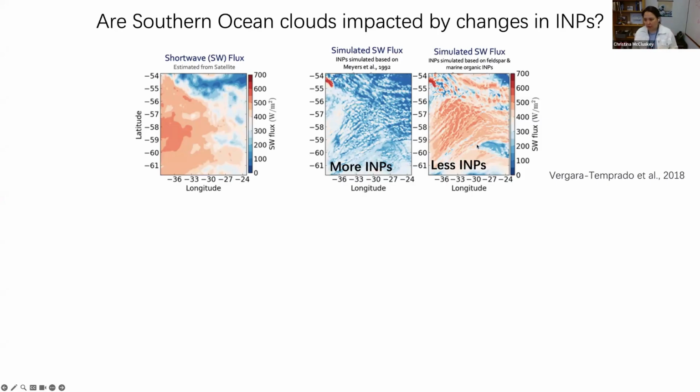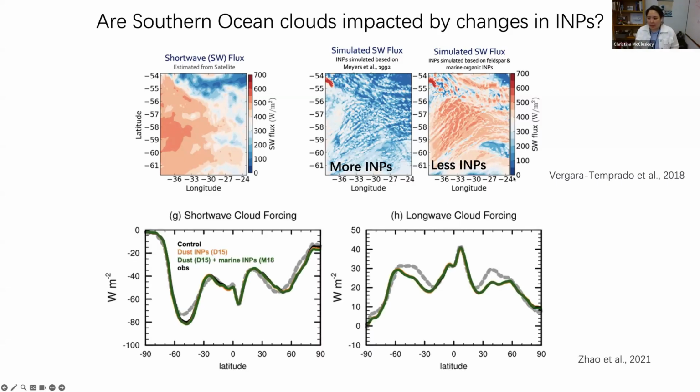And then they reran the model with a new ice nucleation scheme that accounted for the lack of ice nucleating particles. So basically allowing for more supercooled liquid, less ice. And you can see the improvement to that simulated shortwave flux. And the only difference between these two simulations is ice nucleation. So this indicates that ice nucleation is very important for determining the properties of these clouds.